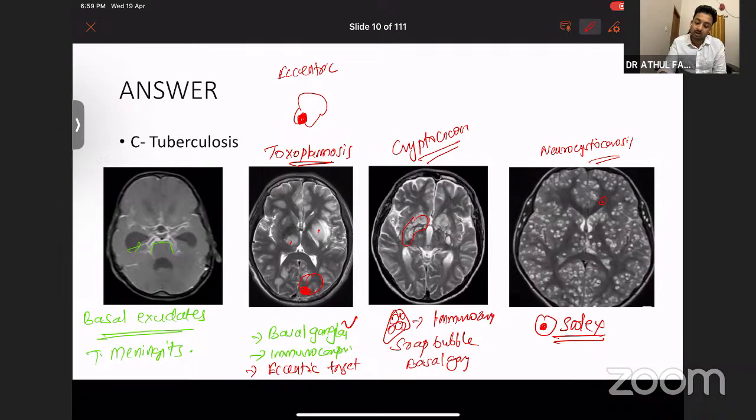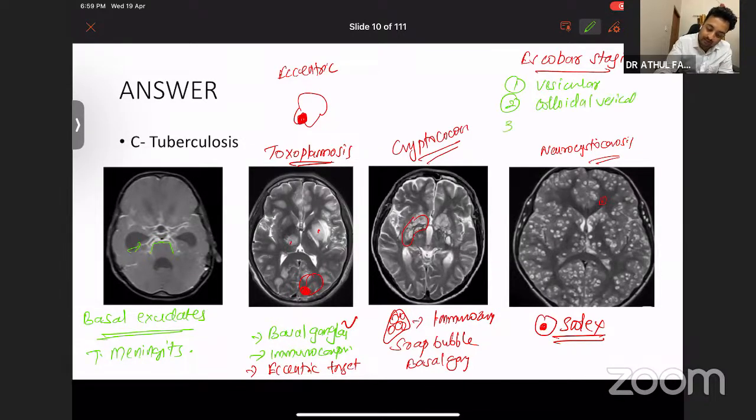So these are the criteria we have discussed in our previous session. Go back and see the criteria, but this is how the starry sky appearance of neurocysticercus larva will be seen. Also, you should remember there is one staging classification called Escobar staging with four stages. First stage is vesicular stage. Second stage is colloidal vesicular stage. Third is granulonodular stage. And fourth one is nodular calcified stage.